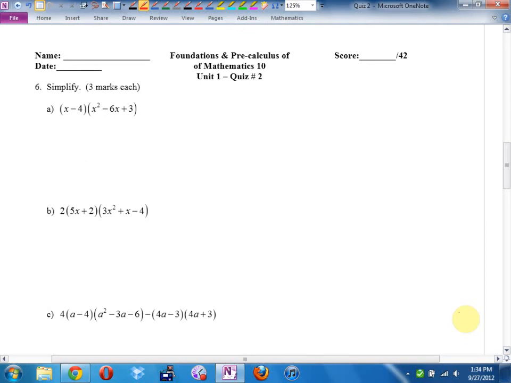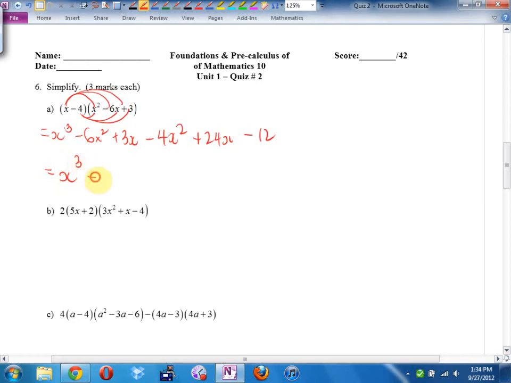Okay, now we're multiplying. Simplify, it says. 3 marks each. Oh, okay. I get an x cubed, a minus 6x squared, a plus 3x, a minus 4x squared, a plus 24x, and a minus 12. Gathering like terms, I think I get x cubed minus 10x squareds plus 27x minus 12. Is that right?